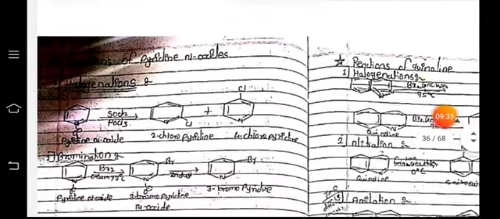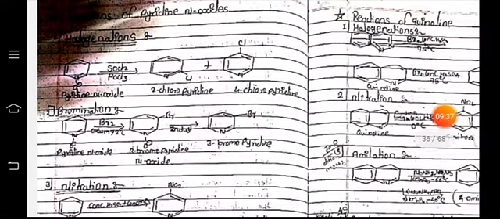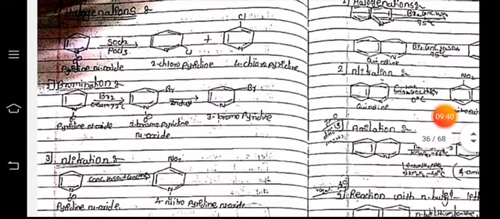of these reactions. Next one is the reactions of pyridine N-oxides. First is the halogenation reaction. For the halogenation reaction, the reagent used is SOCl2 plus POCl3. Halogenation takes place at the 2 and 4 positions.